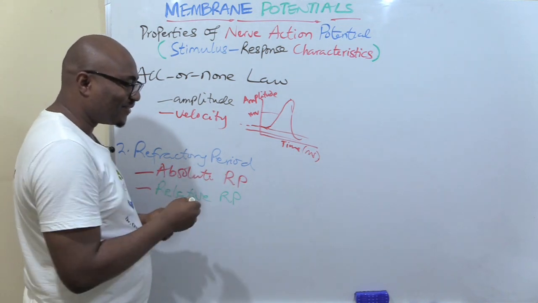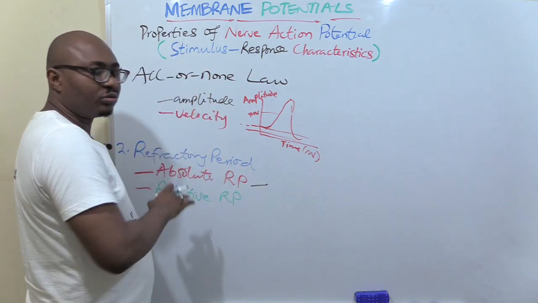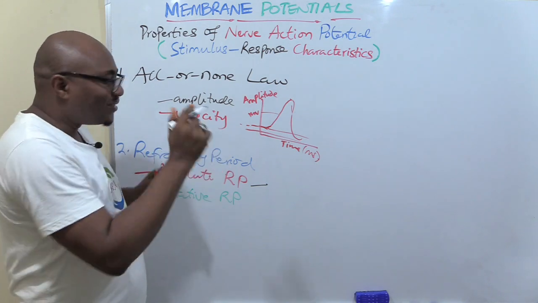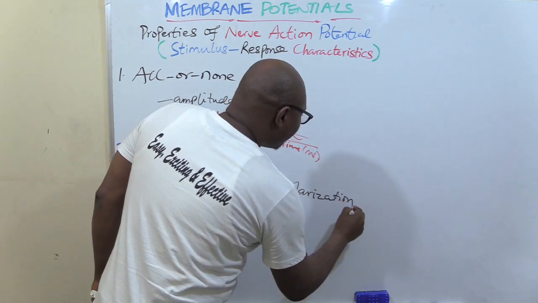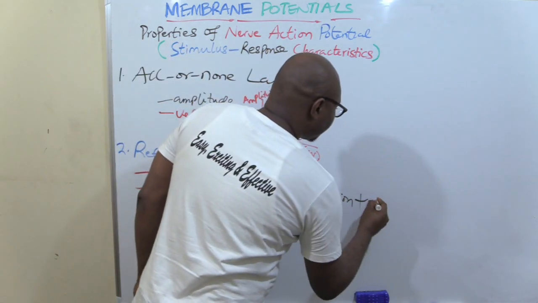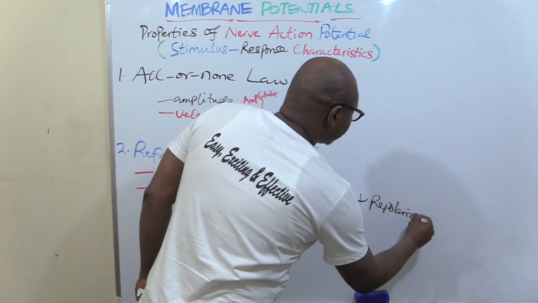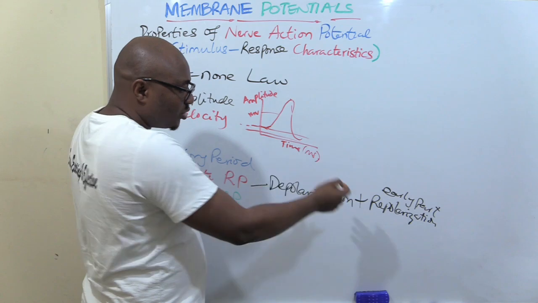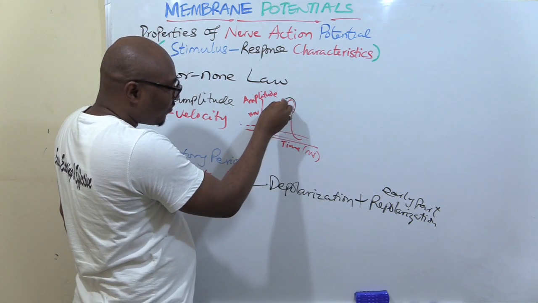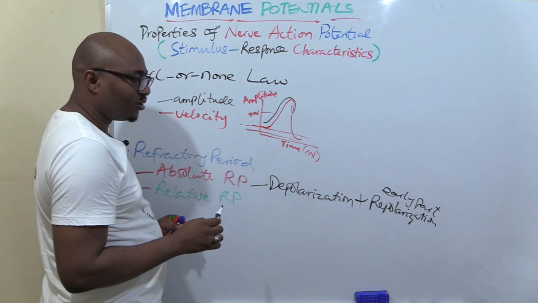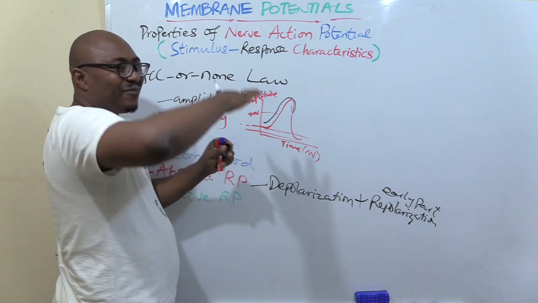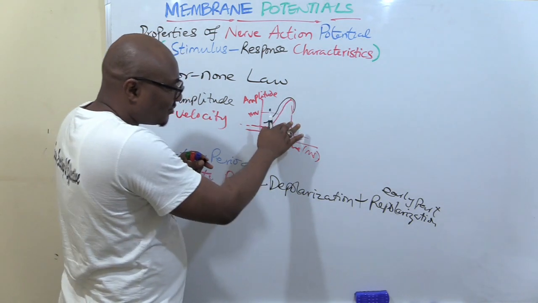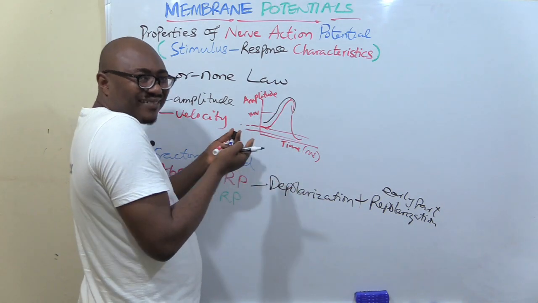What is the basis of this? The absolute refractory period is due to the closure of the sodium gates. Remember, the ionic basis is sodium, which causes depolarization. So it's the period of depolarization plus some of the early part of repolarization, like one millisecond into repolarization. The sodium gates have closed, so no matter how much you apply, it will not lead to the opening of the sodium channels until it has reached a certain level, before it can start responding in the relative period.